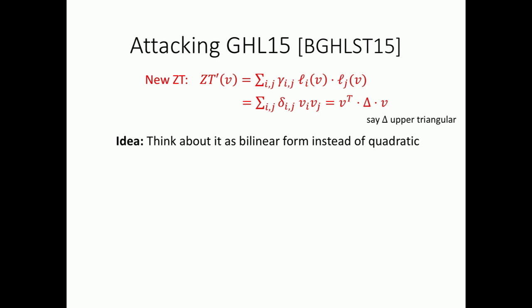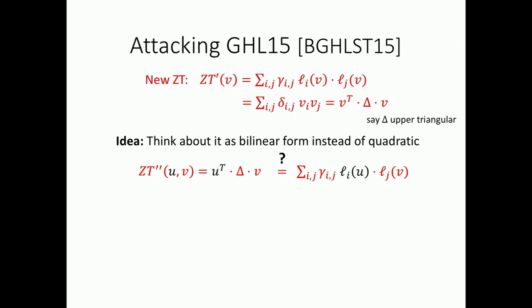So what if I defined my new zero test double prime? Now it takes two values, which you should think about as a fixed zero, a fixed representation, a fixed encoding of zero, not the value zero. And v, which is the actual input, and instead of computing v transpose delta v, I'm going to compute u transpose delta v. I can certainly do that, and in my naivety, I'm hoping that perhaps if I do that, then I'm actually getting the sum over l_i of u times l_j of v. So if this was true, then I would be in good shape, because this new function is actually a linear function in v. And if this is a zero test, then I'm getting a linear zero test instead of a quadratic zero test.